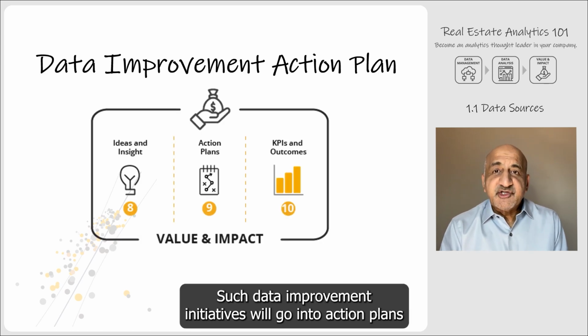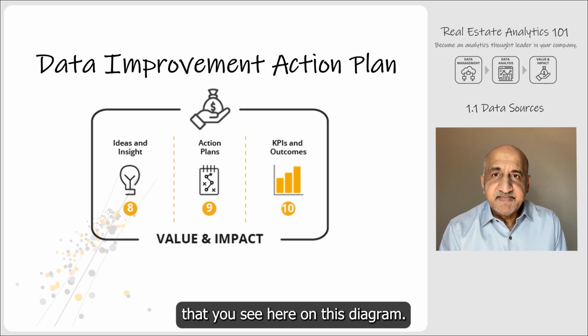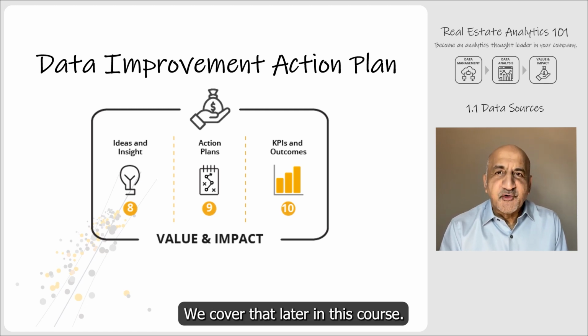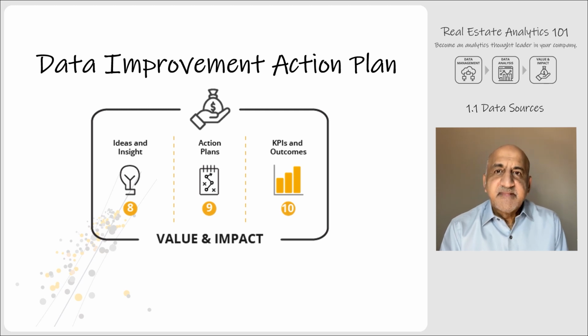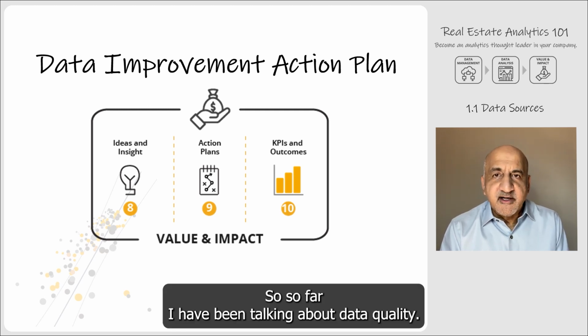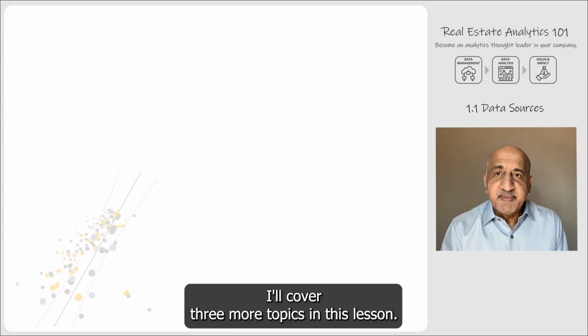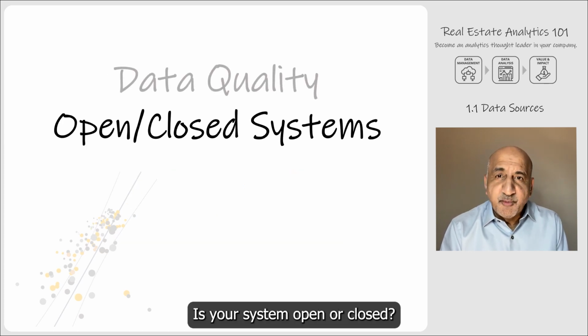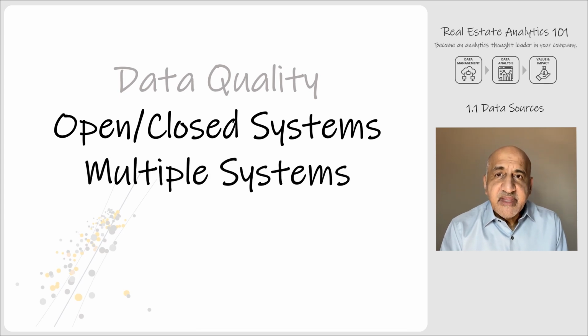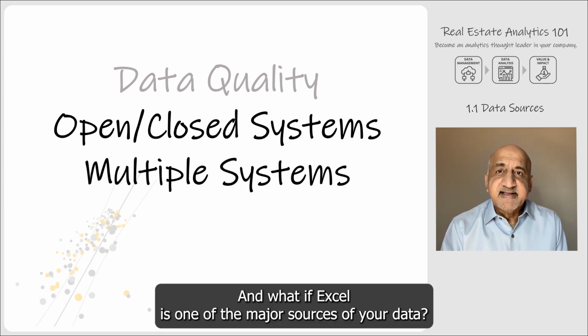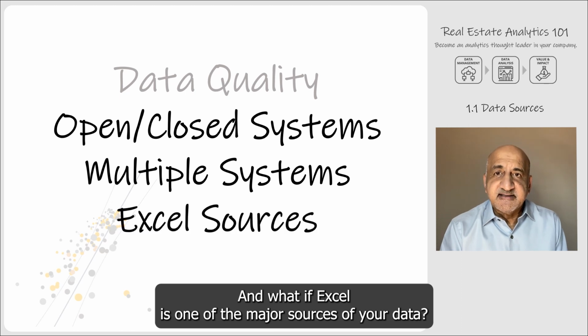Such data improvement initiatives will go into action plans that you see here on this diagram. We'll cover that later in this course when we talk about value and impact from analytics. So far I've been talking about data quality. I'll cover 3 more topics in this lesson. Is your system open or closed? And what if your data has to come from multiple systems? And what if Excel is one of the major sources of your data?